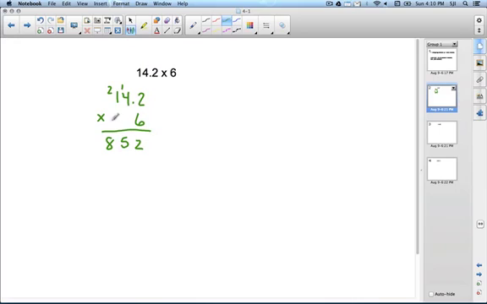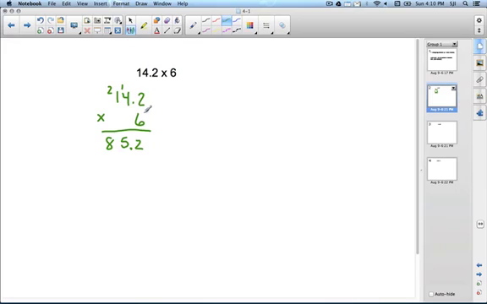We're going to look back up here in our example and count how many numbers are to the right of the decimal point. Well, there's one number right here that's to the right of the decimal point, and there are no numbers down here to the right of the decimal point. So I'm going to go to my answer here, start on the right hand side and count to the left one spot, and that is where the decimal point is going to go. So the answer ends up being 85.2.